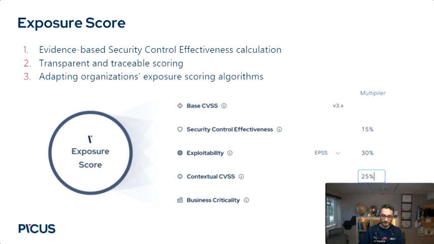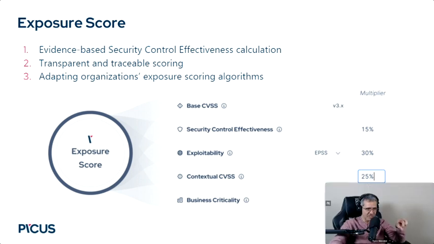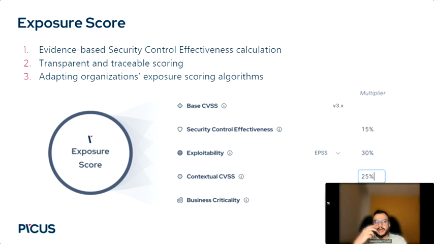A quick question from Stuart here. Do any of these variables in this exposure score introduce input from the site internet accessibility? I'm not sure I quite follow. Does it mean whether the vulnerability is reachable from the internet, whether something is exposed to the internet? Go ahead, Hüseyin.